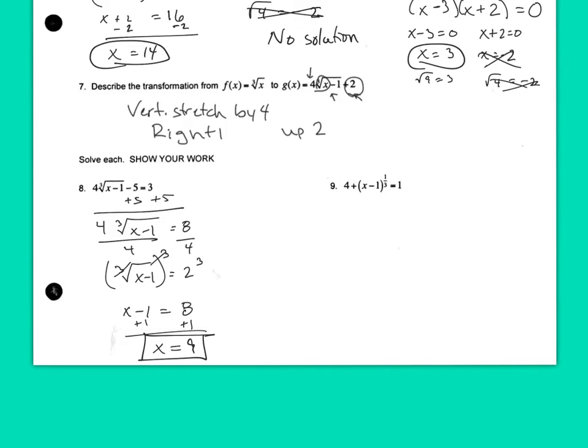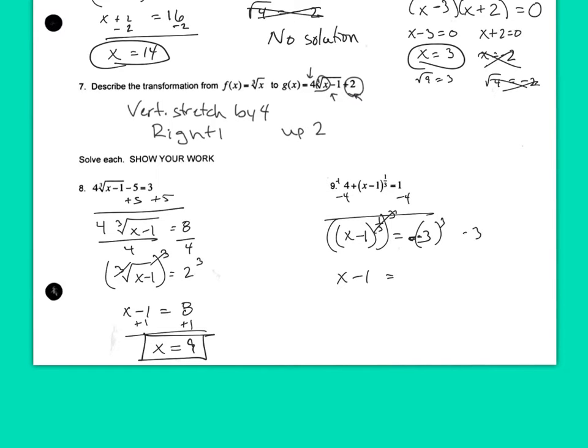Now here, this is really a positive 4, so we're going to have to subtract 4 from both sides. So we get x minus 1 to the 1/3 power equals negative 3. 1/3 power is the same thing as the cube root, so we're going to raise both sides to the third power. Oops, that's a negative inside there. So this is gone. We get x minus 1.